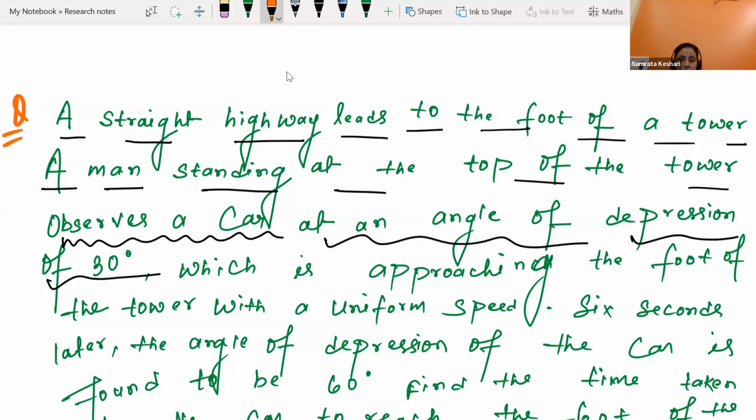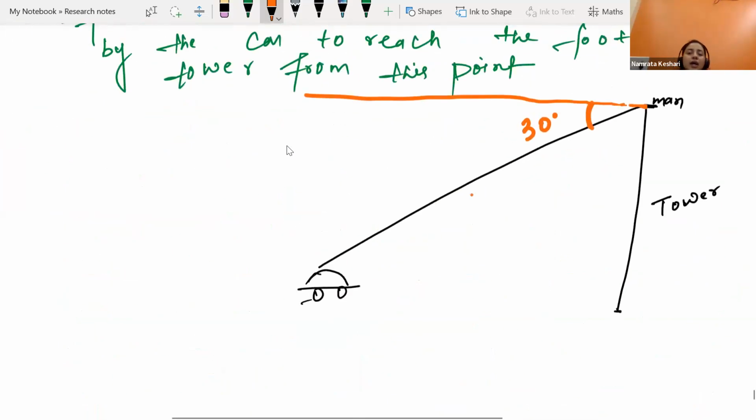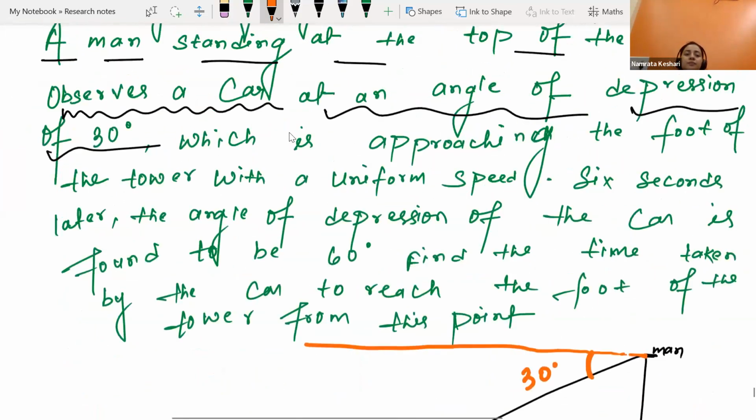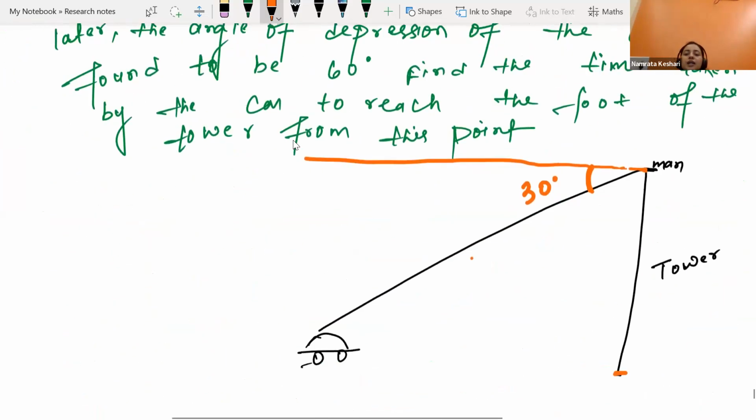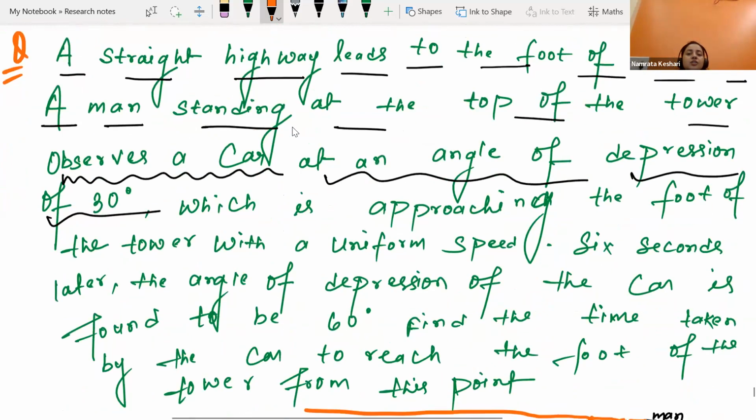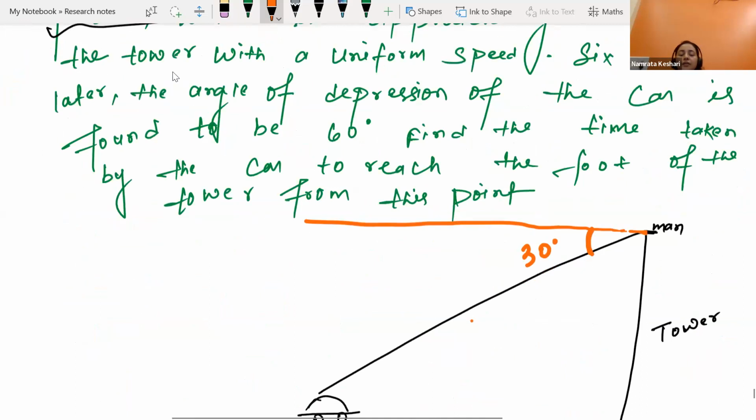Yes, ma'am. Okay. So this is the question we have. I have just started. A straight highway leads to the foot of the tower. I have not drawn the highway yet. We just realized there is a tower, so we have drawn a tower. Now a man is standing at the top of the tower, so we are writing there is a man at the top of the tower. Once we draw the figure, you understand, Aisha, that most of the work will be done, right? So the man is standing at the top of the tower, and we have drawn a man over there. He observes a car at an angle of depression of 30 degrees.